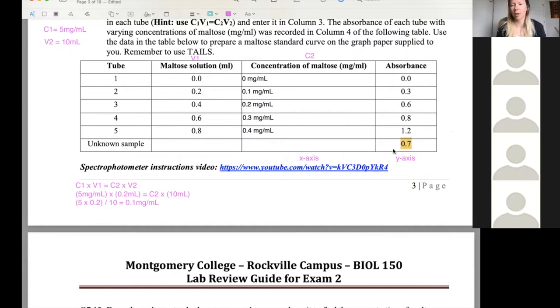So if this absorbance value wasn't really close to any of these other absorbance values, we wouldn't be able to do that. But you can use these number relationships as a way to estimate.